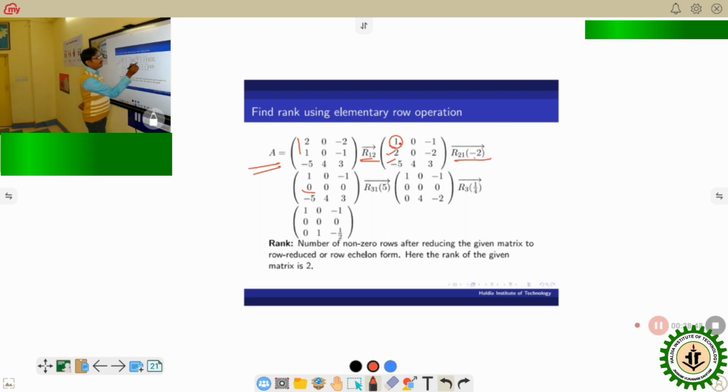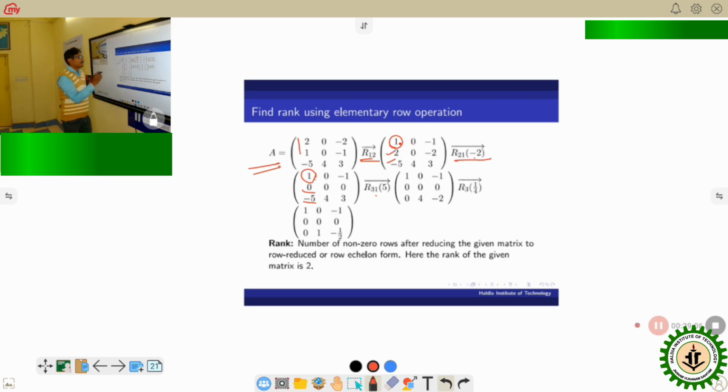Next, it should be 0 also, -5. So what is the operation we use? Multiply the first row, because this is your leading one. Using only this leading one, all of these below should be 0.